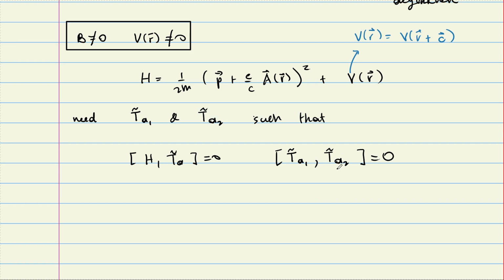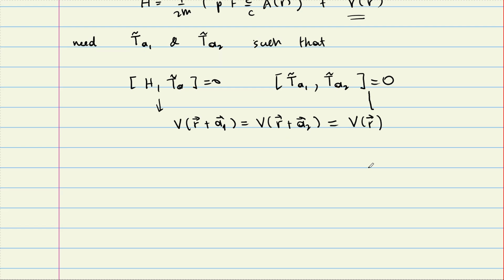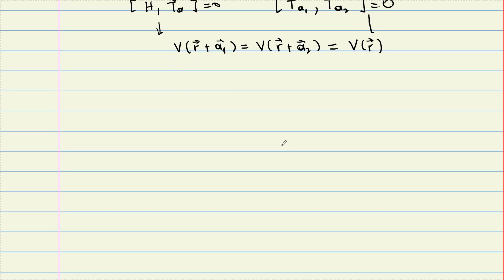So this second one is by construction satisfied, but now we have to think about this because we have a new term in the Hamiltonian. So for this to happen, we need V of R plus A1 to be equal to V of R plus A2, and this should be equal to V of R. So A1 and A2 are lattice vectors, but not necessarily primitive, right? So now let me just draw you a picture to show you what this means.